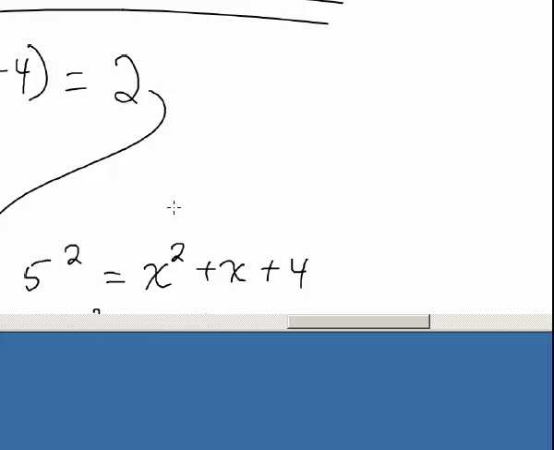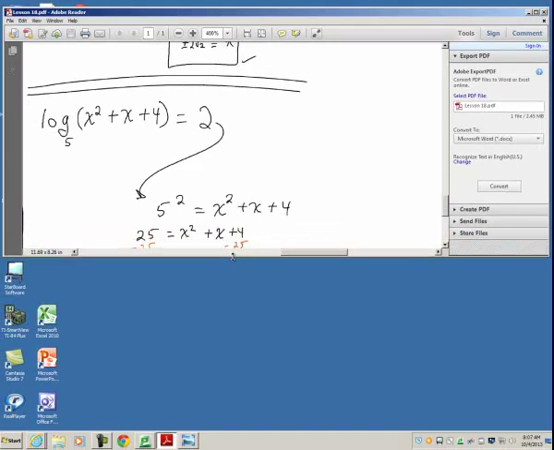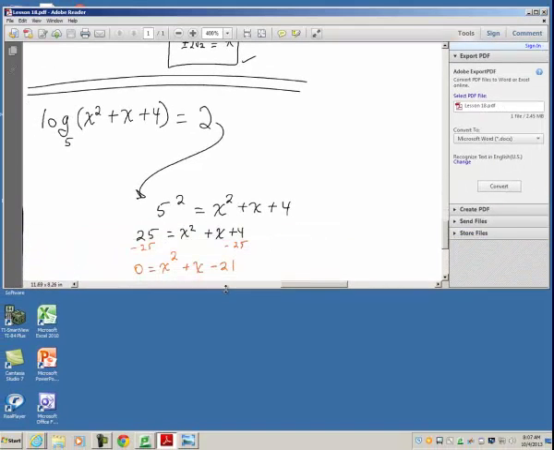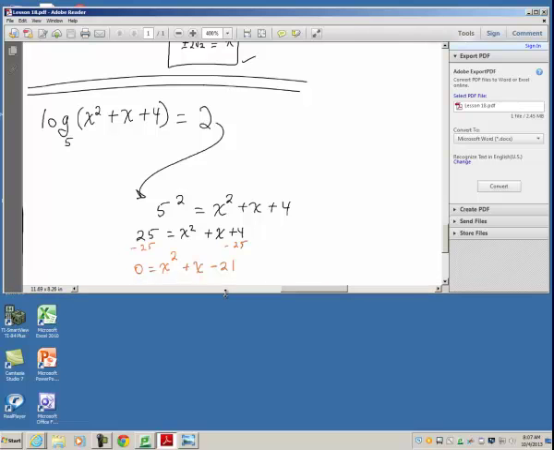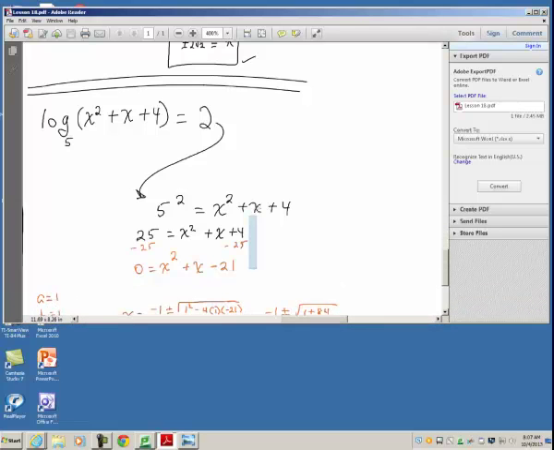Yeah, you've got a quadratic, right? So you've got to set it equal to 0, and we end up with x squared plus x minus 21. Well, can we factor that? Can't factor, right? So now what? Yeah, we have to use the quadratic formula. So our a is 1, our b is 1, and our c is negative 21.